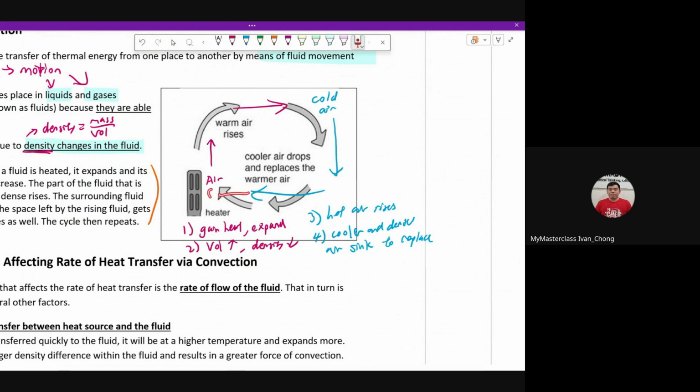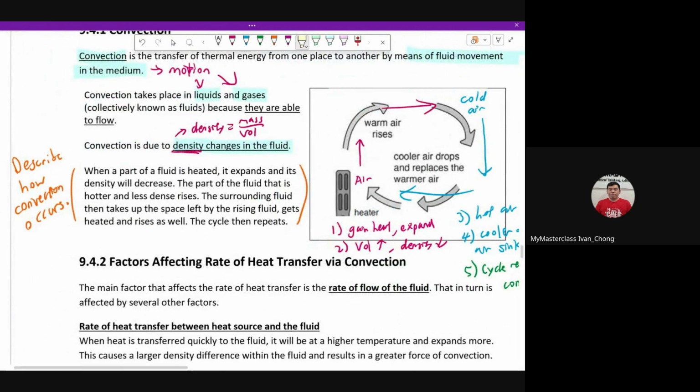And when your cold air comes here, what happens? It gains heat, it will rise, and then your cold air will sink, and basically it will just keep forming an endless loop. This circular cycle is what we call your convection current. So last but not least, the cycle repeats to form convection current. Okay, so unfortunately, this one is a little bit long-winded. So do take note, steps.